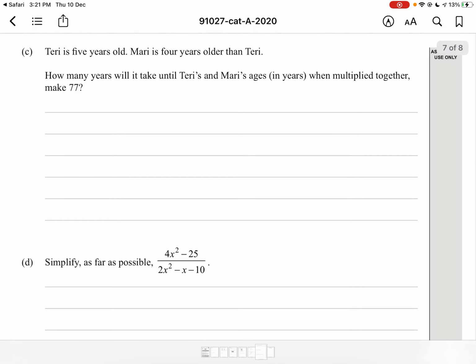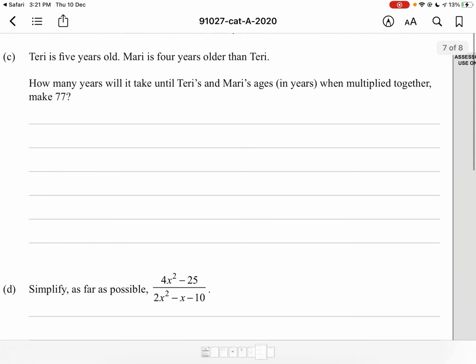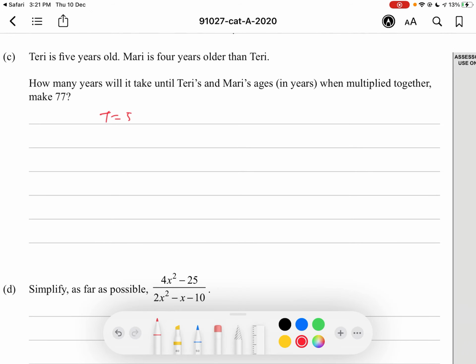Terry is 5 years old. Mary is 4 years older than Terry. How many years will it take until Terry's and Mary's ages, when multiplied together, make 77? So we know that Terry is 5, so t equals 5. Let me say m equals 5 plus 4, which is 9.